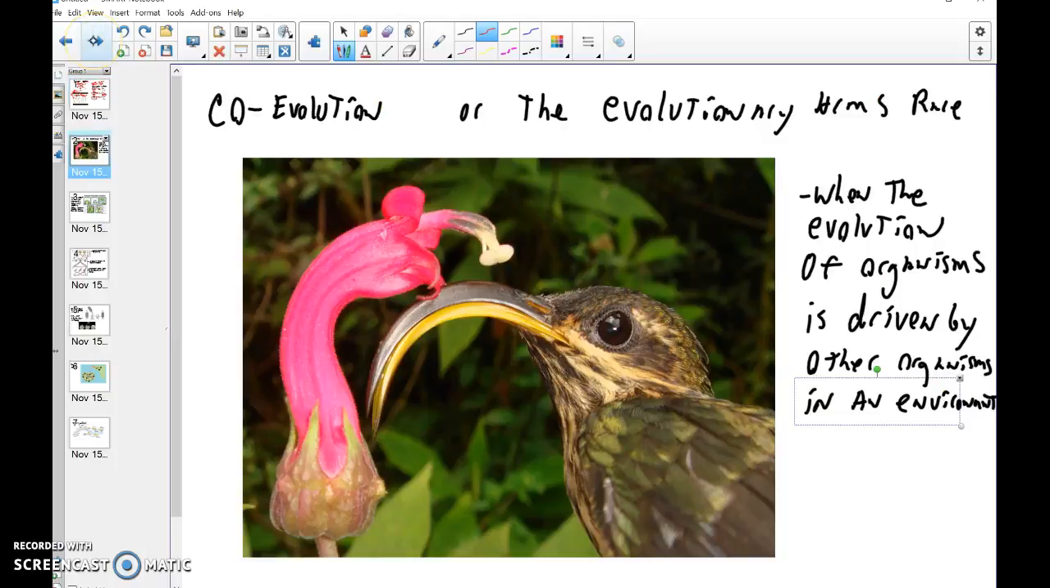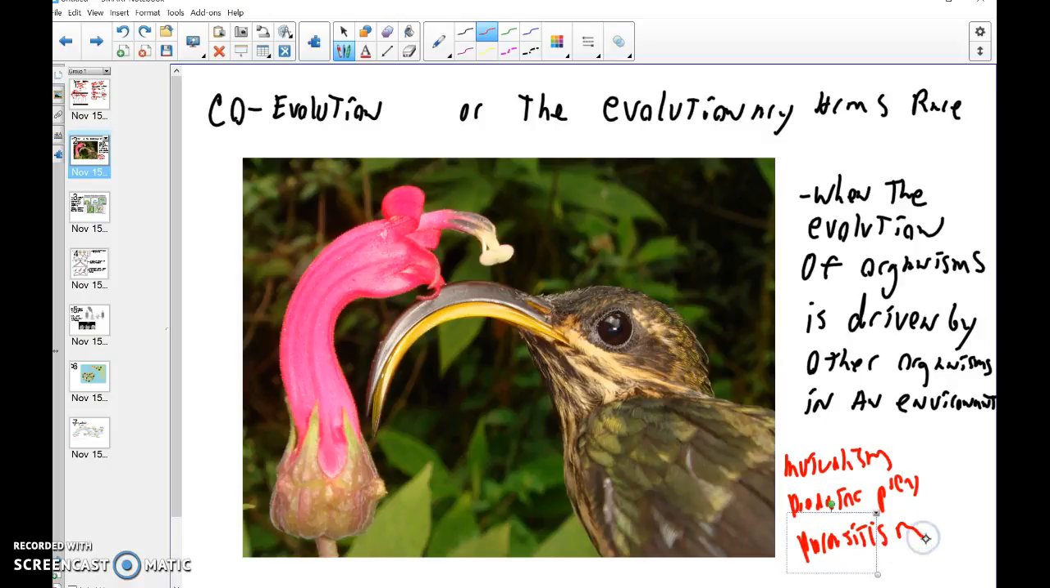Next up on our hit parade, we've got coevolution, or what we sometimes refer to as the evolutionary arms race. Now, the evolutionary arms race is when the evolution of organisms is driven by other organisms in an environment. Now, we've seen this when we talked about animal relationships, things like mutualism and predator-prey and parasitism. Okay.